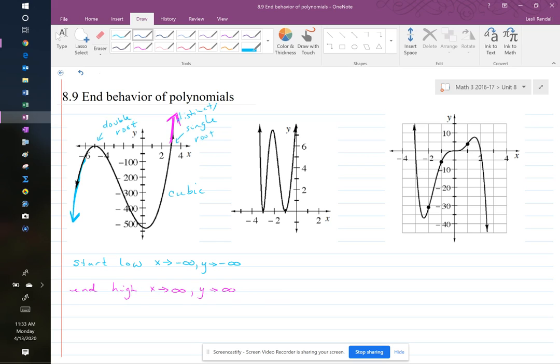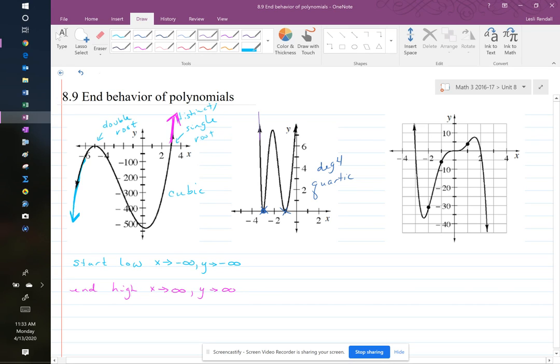When we look at the graph in the middle, it is minimally going to be a degree 4 because we have two double roots. We have a double root here, we have a double root here. So this would be at its lowest degree 4, which is a quartic. And because it's an even degree, it starts and ends in the same place.